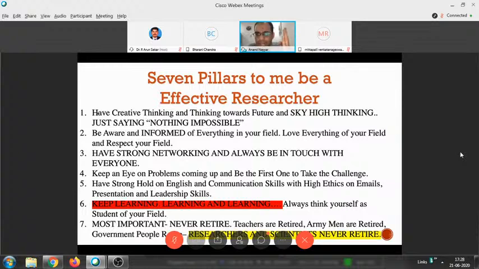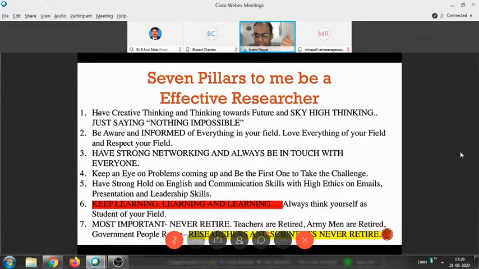Number 4, keep an eye on problems. Keep a close eye that if one paper has been published, okay, what is the future scope? What are the drawbacks in the current paper? What is the parameter that is left behind by the current researcher that I can be doing in the near future? So keep an eye on problems and be the first one to take the challenge. So research is a rat race, everybody. If you are the first person to publish the paper, you are going to get the high citations.